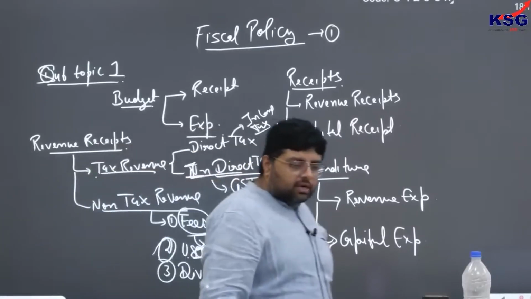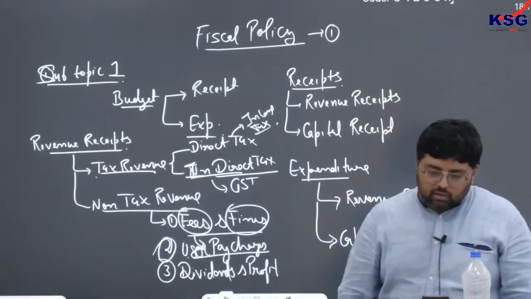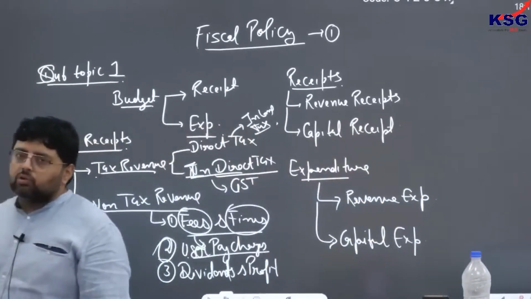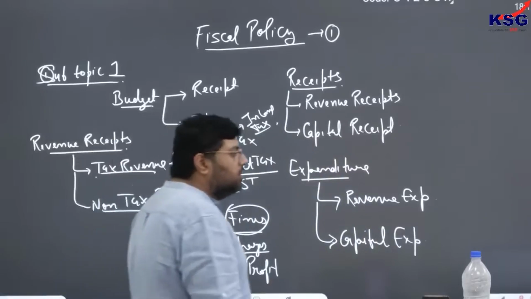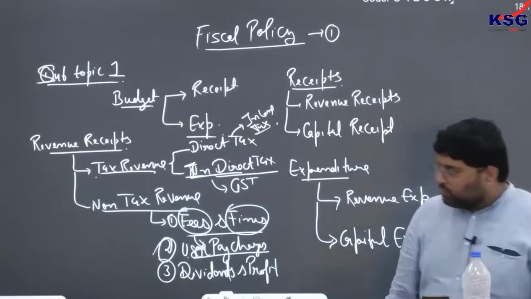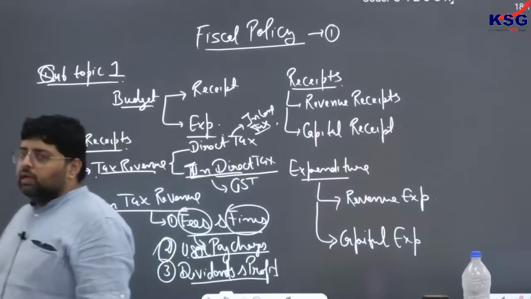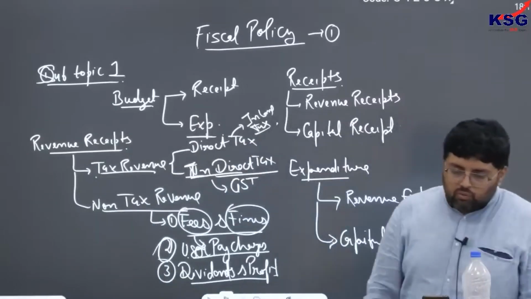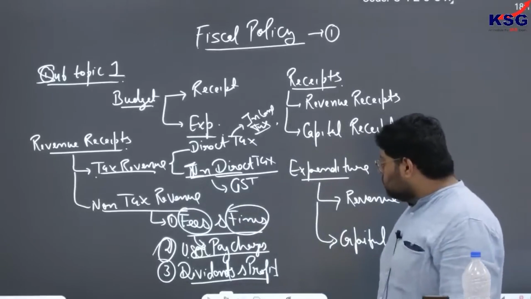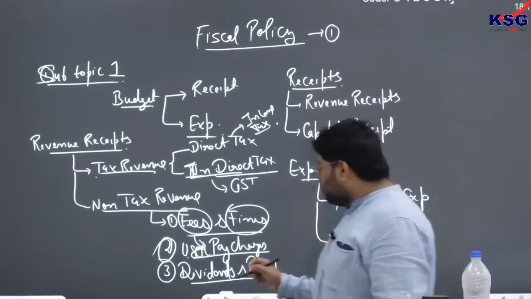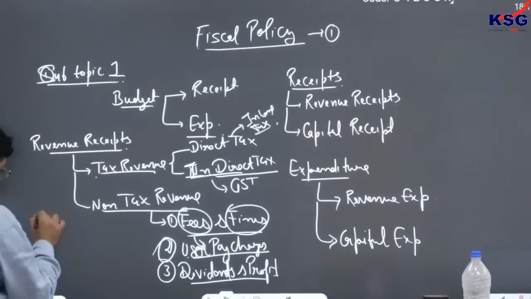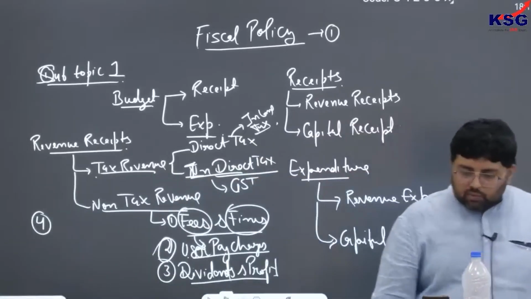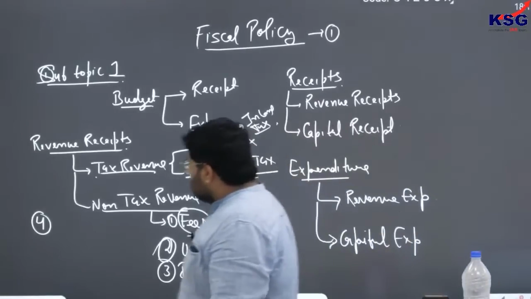When it comes to dividends and profits, you know that the government has invested money in PSUs. From PSUs the government is receiving dividends and profits. You must know that also, dividend and profit. Number 4, another item.